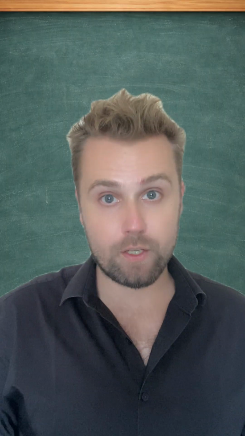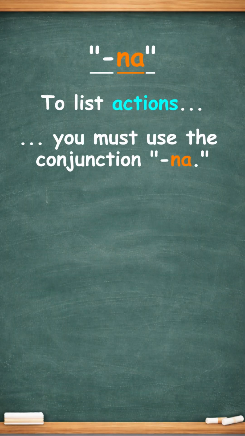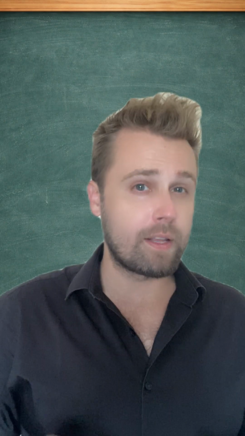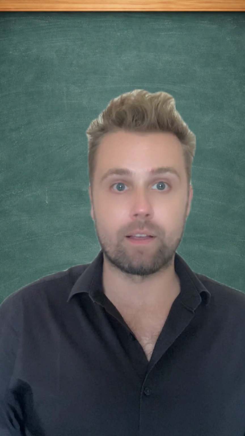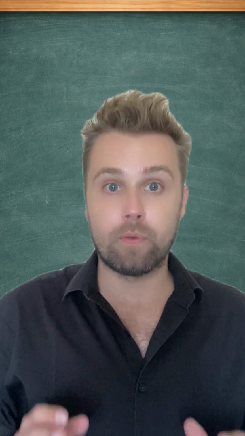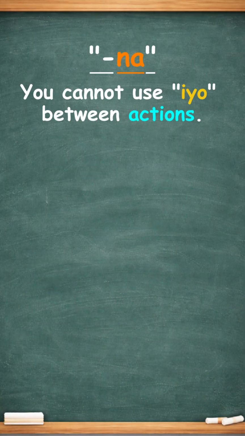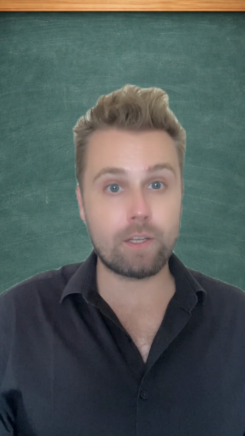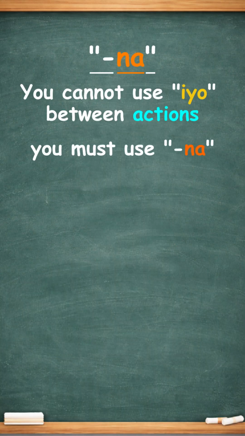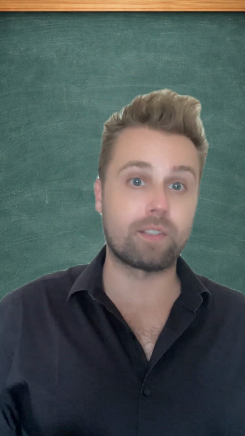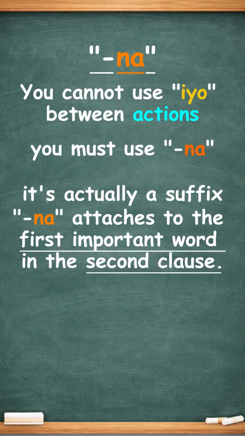Next, to list actions, you must use the conjunction na, which is a suffix. We already know that iyo means and, but it is only for counting nouns. You cannot use iyo between actions. To connect 2 actions, you must use na. It's actually a suffix, and it attaches to the first important word in the second clause.